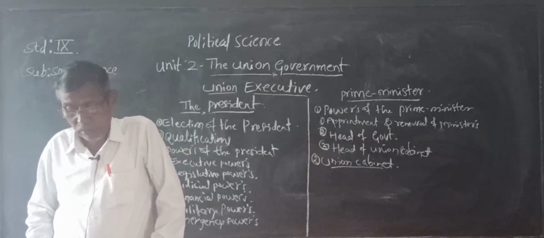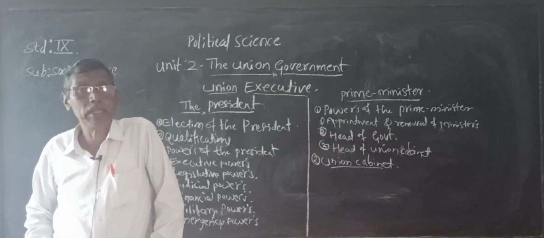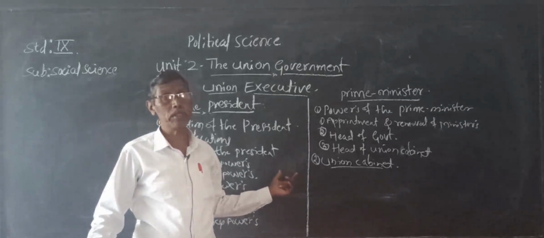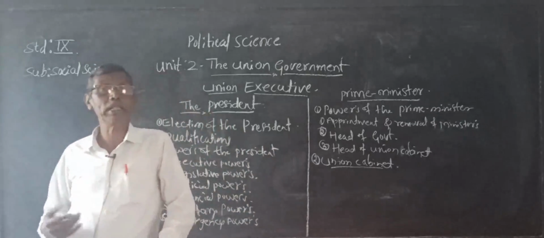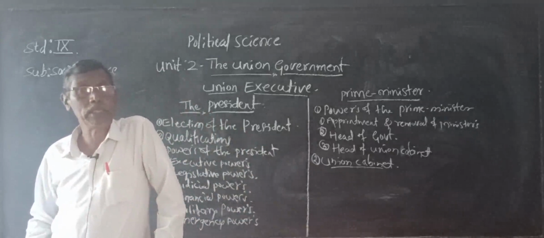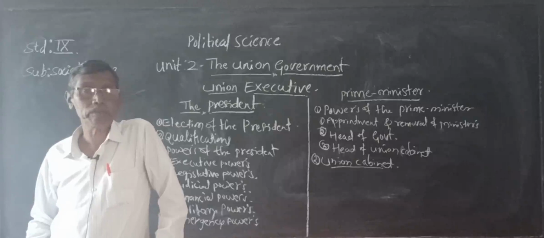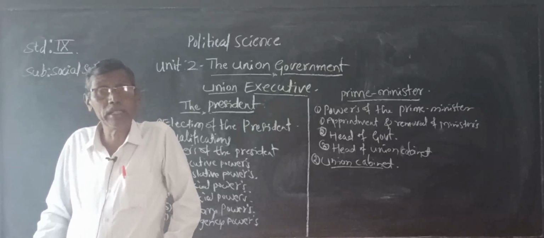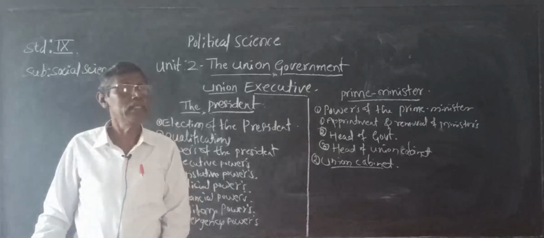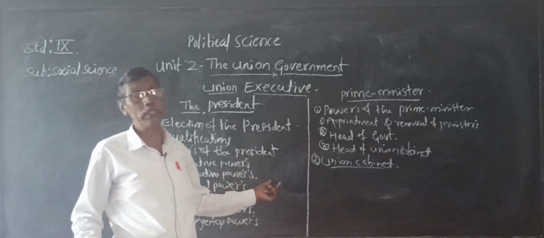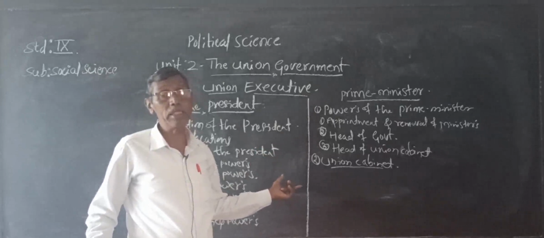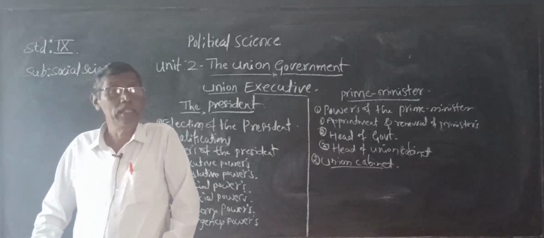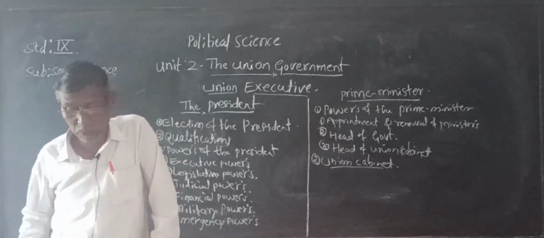The Executive implements the laws made by the Union Legislature, because the main function of the legislature is to make the laws, and the main function of the executive is to implement the laws made by the legislature. And the third organ, the Union Judiciary, has interpretation of the laws as its main function. Now we study the Union Executive.